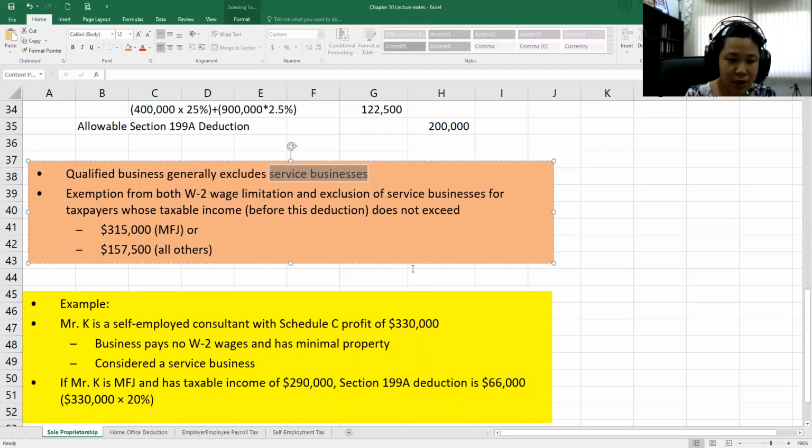20% times 330,000, and that will be 66,000. So his section 199A deduction will be 66,000. It will not be limited because he earned less than 315,000 for married filing jointly.